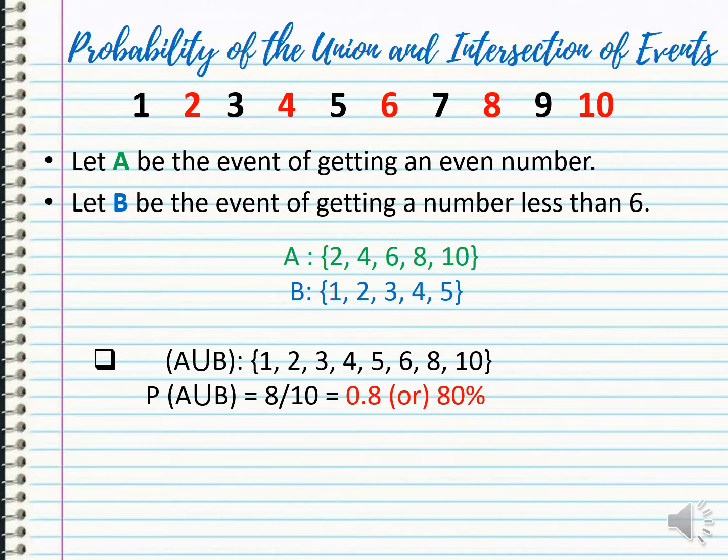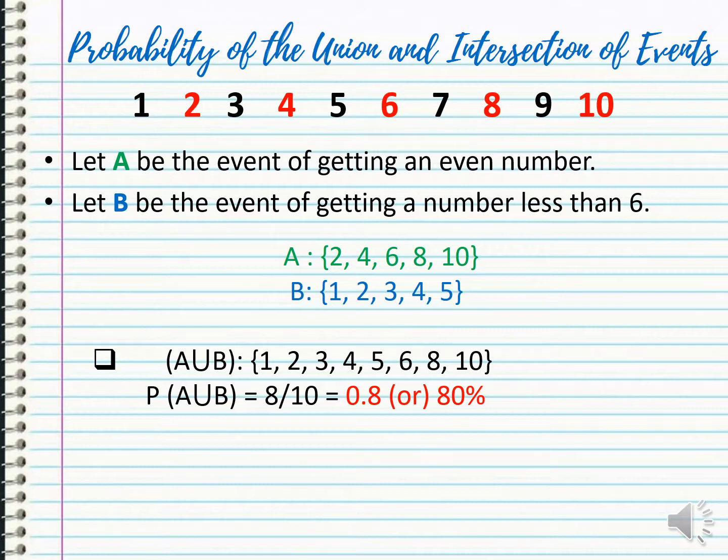Simply put, the probability that we get an even number or a number that is also less than 6 is 80% out of 100. Now, what about the intersection of these events?